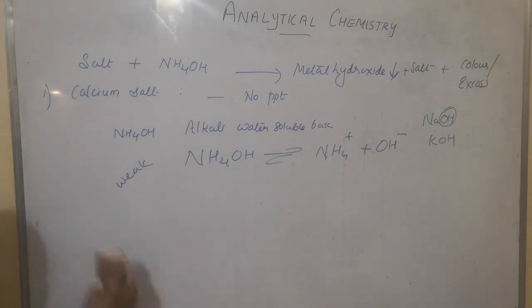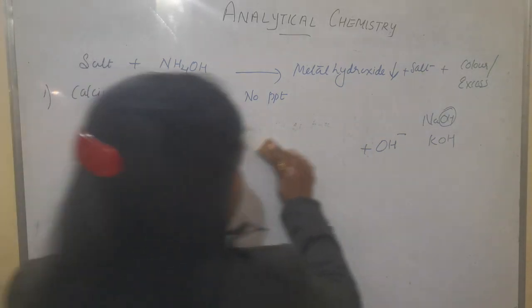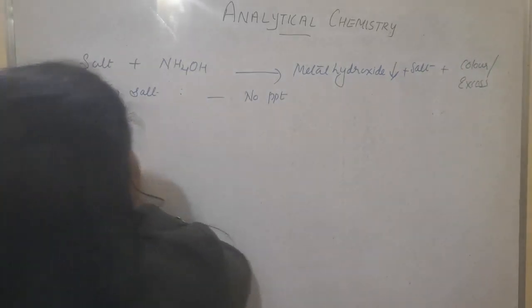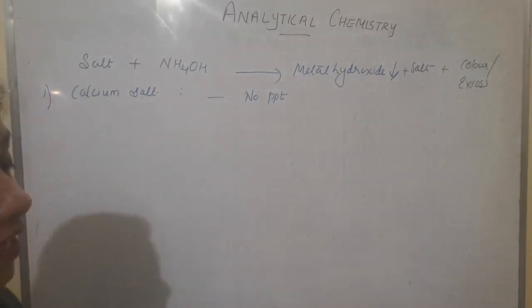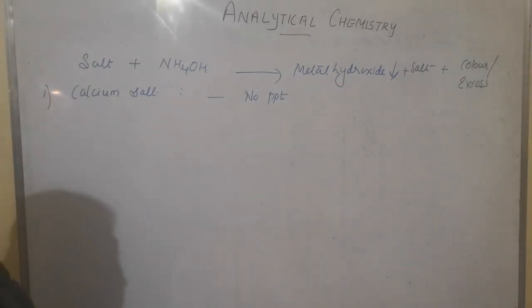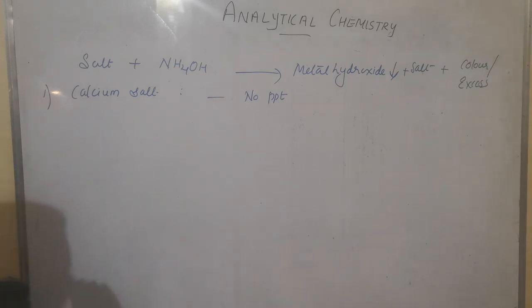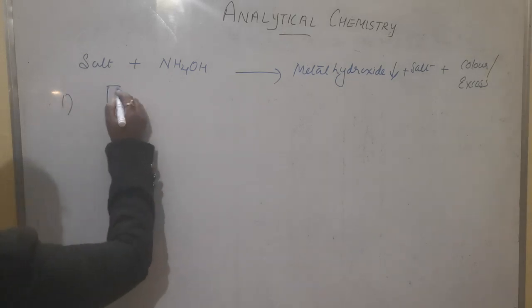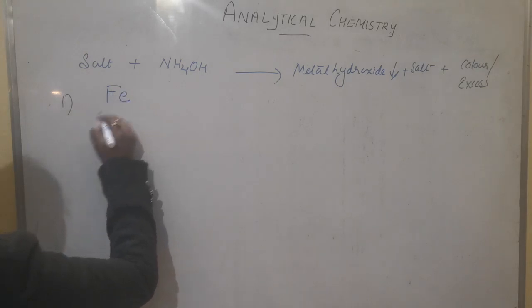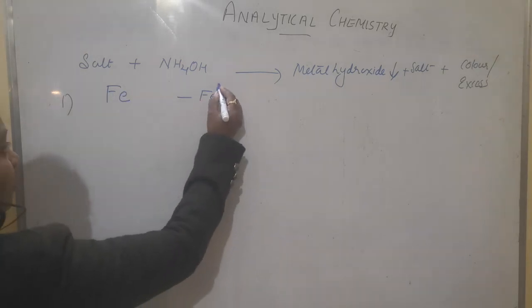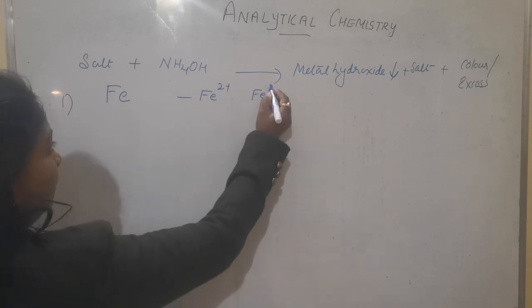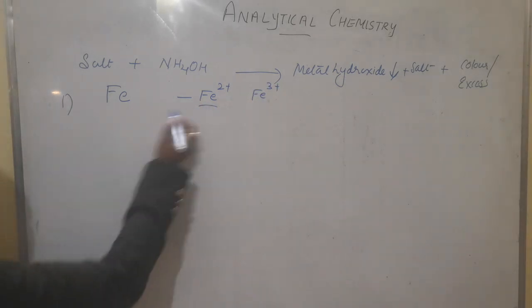Next we will take iron. You have to give the reason also. If you get the question why no precipitation takes place when ammonium hydroxide is added to calcium salt, even in excess, you have to cite the reason also. So next is iron, and we know that iron, symbol Fe, exists in two valence states, ferrous and ferric. So first we will take this one.